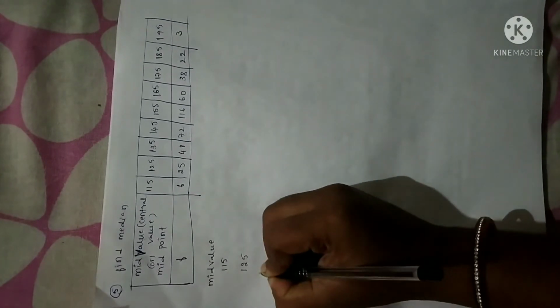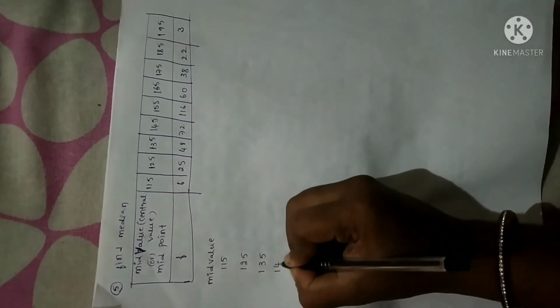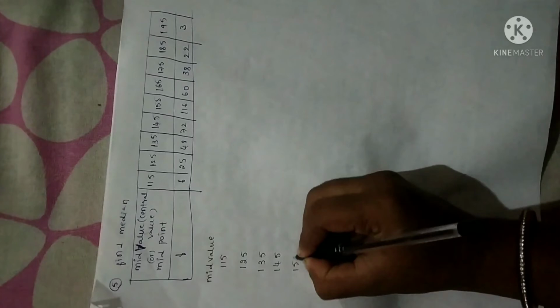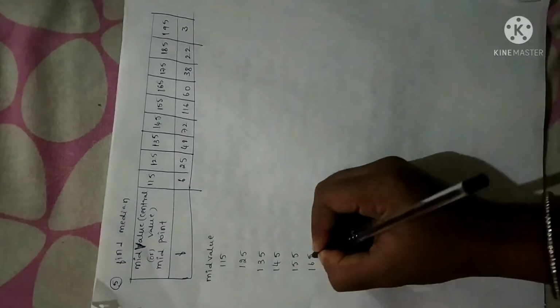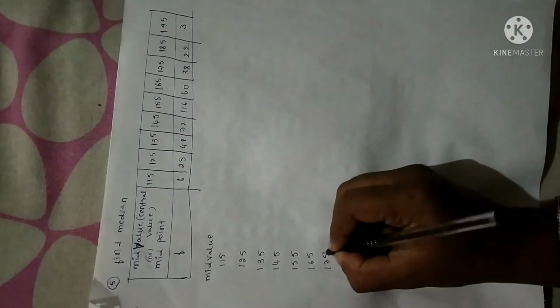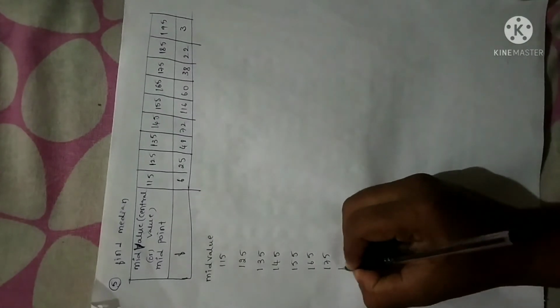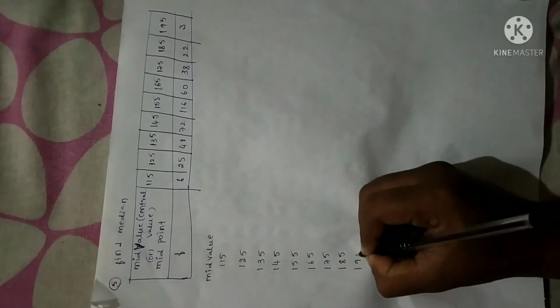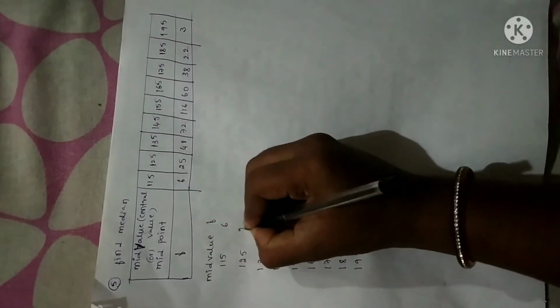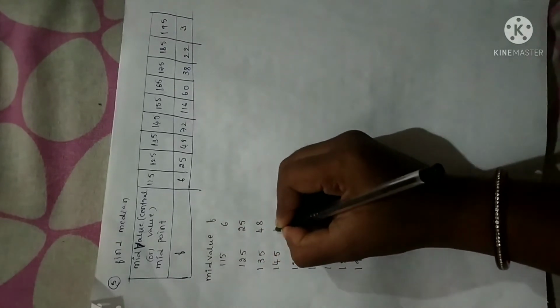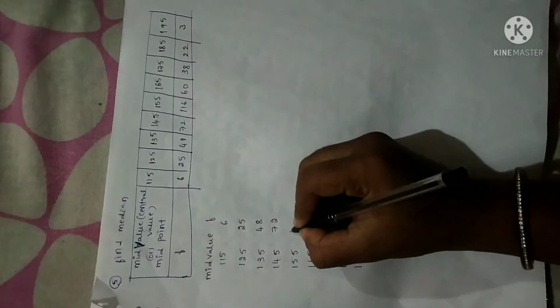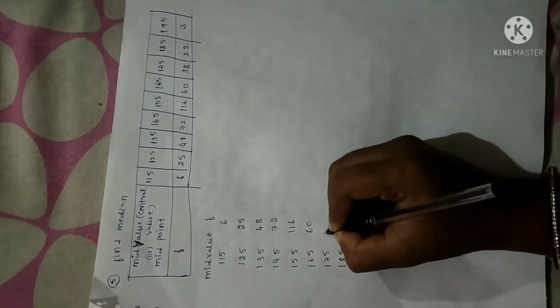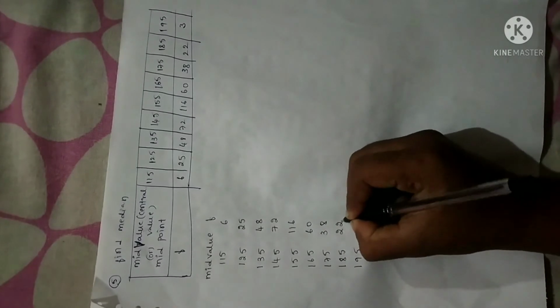It is 115, 125, 135, 145, 155, 165, 175, 185, 195, and the frequency values are also given: 6, 25, 48, 72, 116, 60, 38, 22, and 3. So just write down whatever data is given to us.